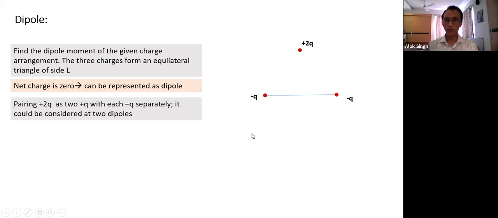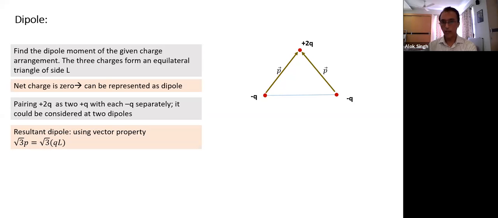So can we represent those dipoles? This is the first dipole pointing from negative charge to the positive charge, and this is the second dipole. What would be the magnitude of each dipole? Since I am pairing only one q charge and the distance is L, q into L will be the magnitude of each dipole. But these two are vector quantities, so can we find the resultant? What is the angle between the two vectors here? 60 degrees. If two have equal magnitude and angle is 60 degrees, the resultant is root 3 times qL in magnitude.